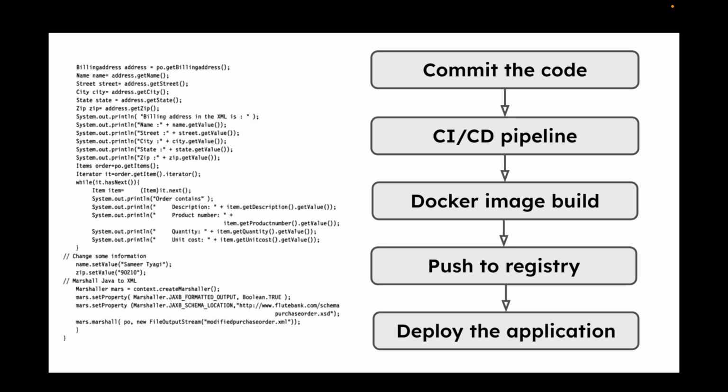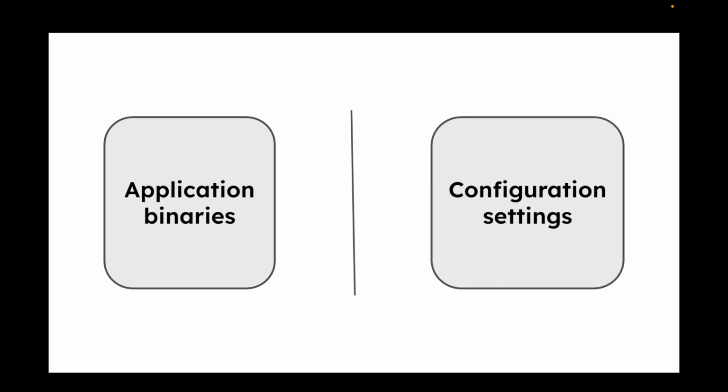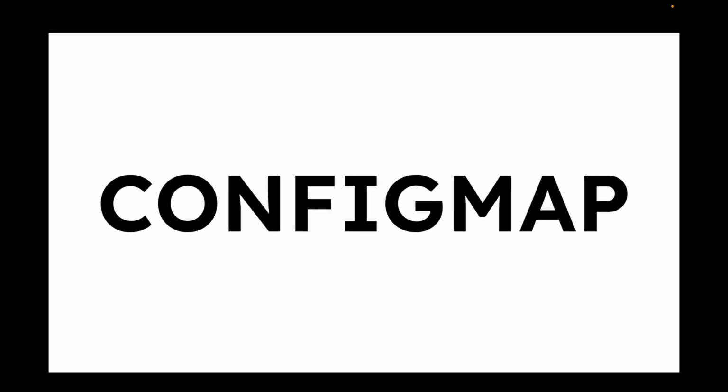Today, we are going to learn how to completely decouple your application binaries from your configuration settings using a core Kubernetes resource called a ConfigMap. By the end of this video, you will never want to build a new container image just to change a configuration flag again. So, what's the problem statement?